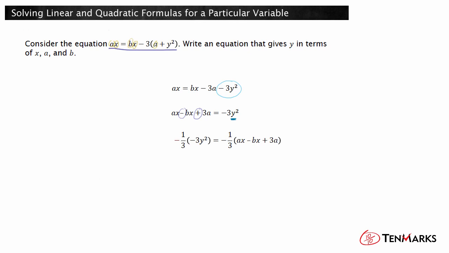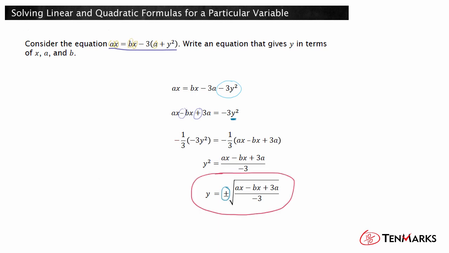Now you have an equation that has y squared written in terms of the other variables. The last step is to take the square root of both sides. Don't forget the plus and minus sign when taking the square root. The equation gives y in terms of x, a, and b.